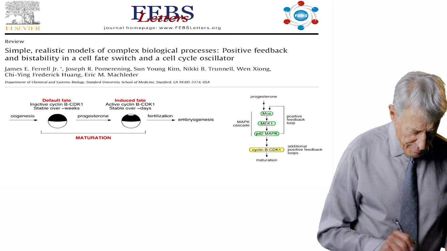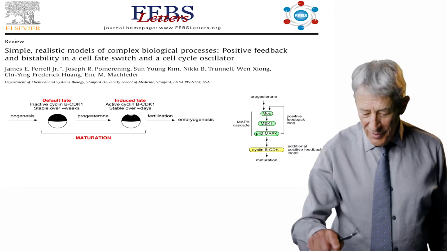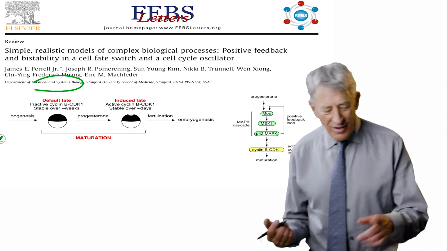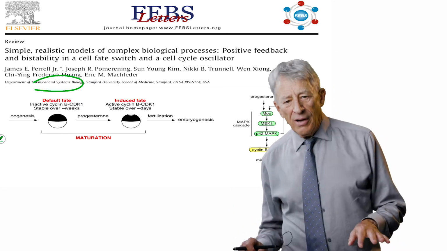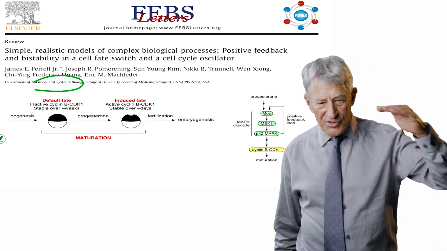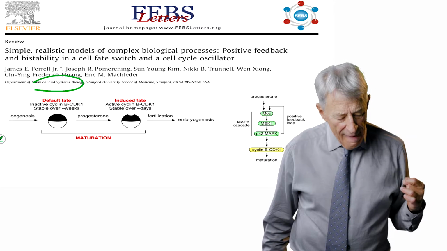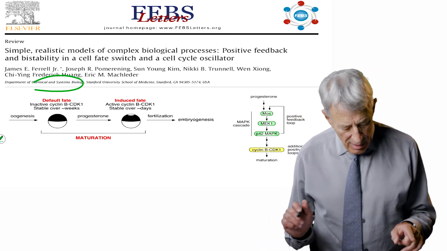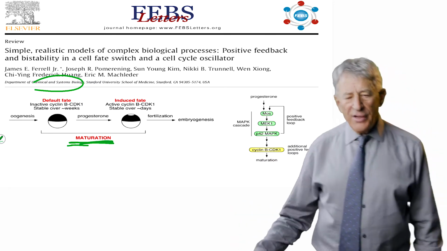Let's look at another example. Interestingly, also from Stanford and also from the same Department of Chemical and Systems Biology. Jim Farrell is a very senior, highly respected researcher. He was the author of that paper we were just talking about before, about persistent states and the work of Jacob and Monod. Here's an interesting paper where he is talking about maturation. So what is maturation?